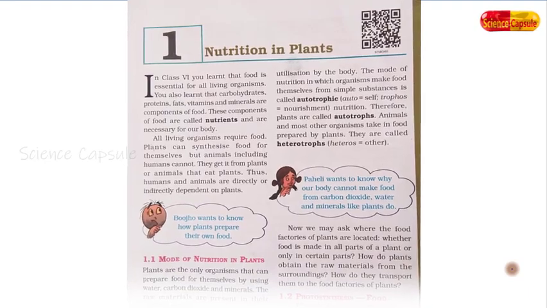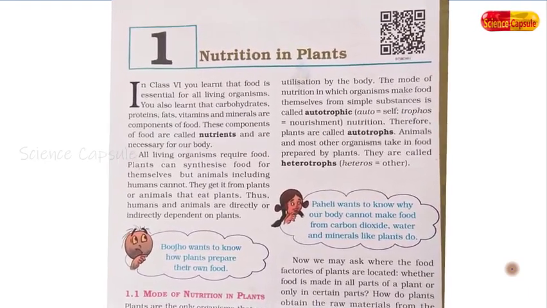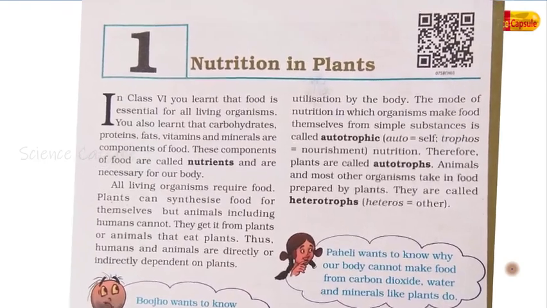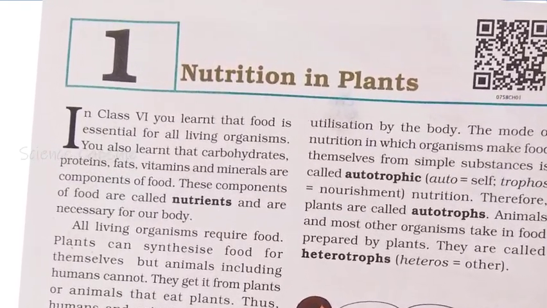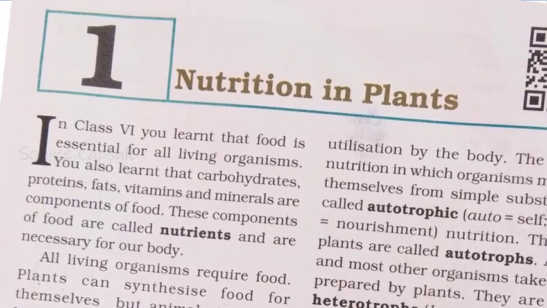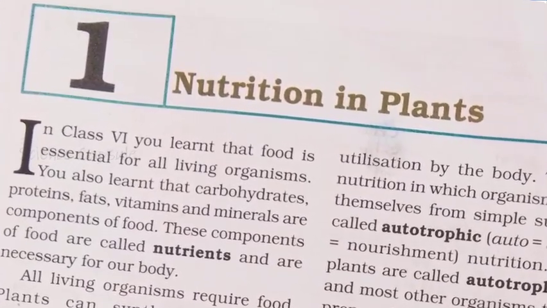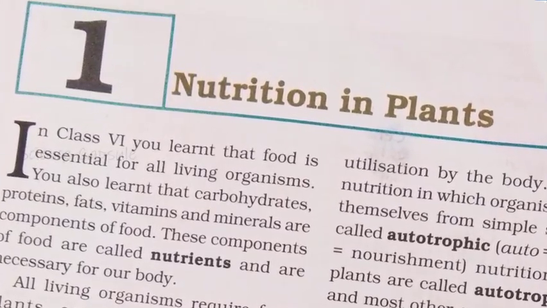Dear children, today we are going to learn the first chapter of your class 7 science, that is nutrition in plants. Before going to learn about this chapter, let us go to class 6th where we have learned about food. When we talk about food, the first thing that comes to our mind is, why do we eat food? We eat food to get, number one, energy. Why do we need energy? This energy is required to carry out our day-to-day activities.